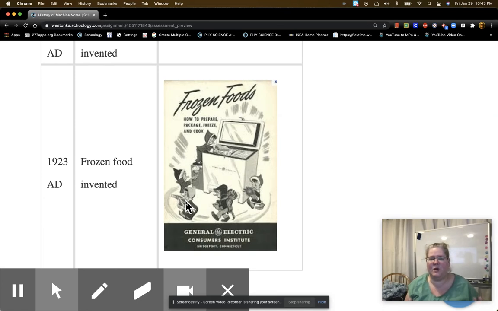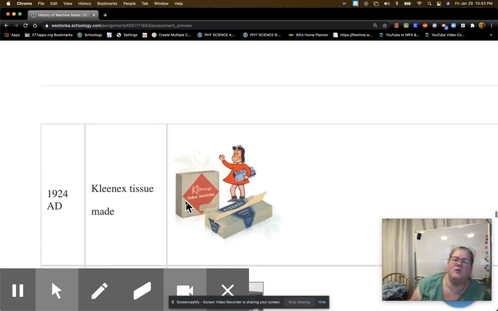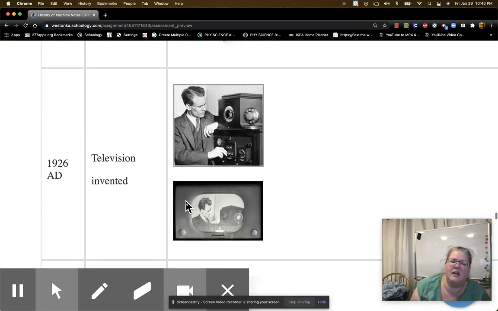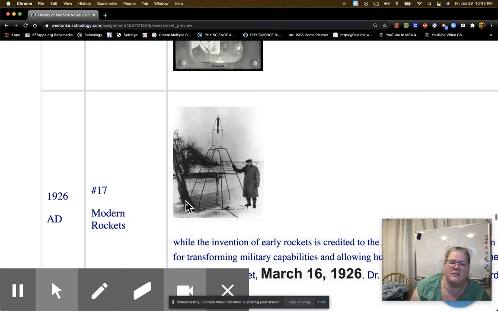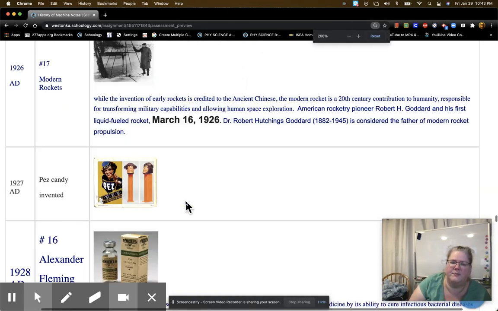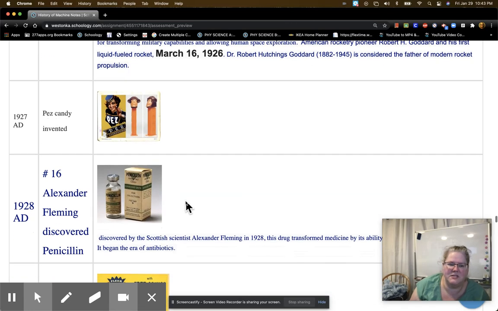Frozen foods came around. Who knew? But you could store foods for long periods of time without having to can. You just have to keep them cold. I bet you guys have some frozen foods, maybe, if you're lucky, in your freezer. Kleenex was invented. You didn't have to have a hanky. Television in 1926. The seventh greatest thing, modern rocketry. Pez has been around since then.